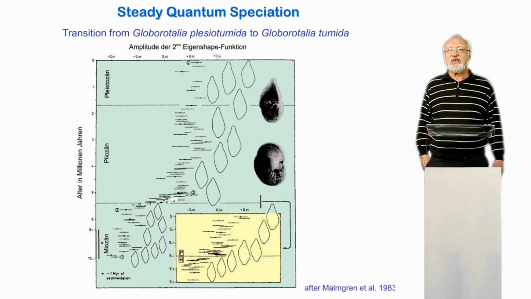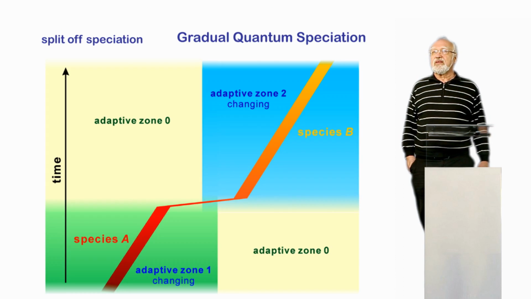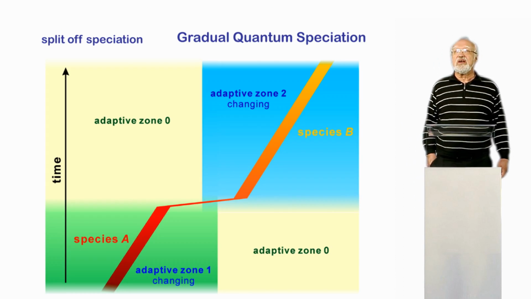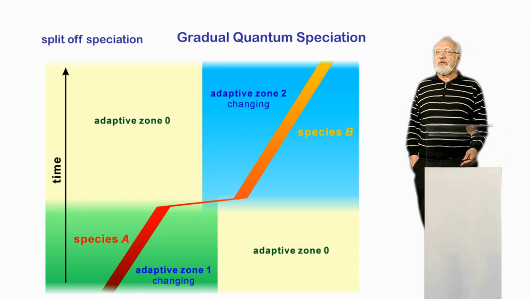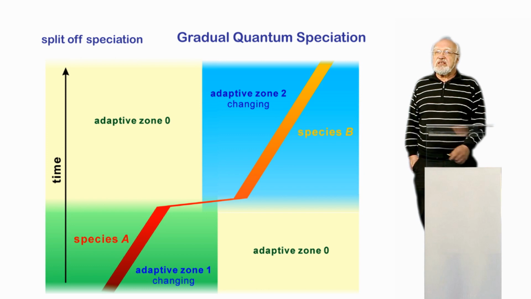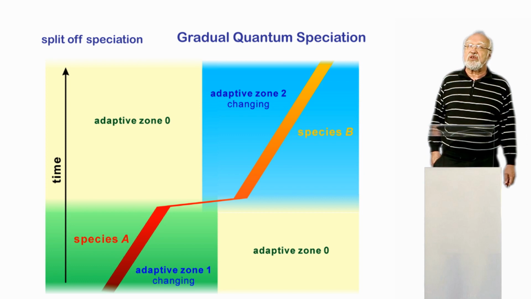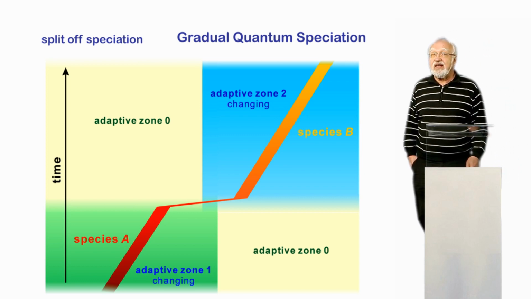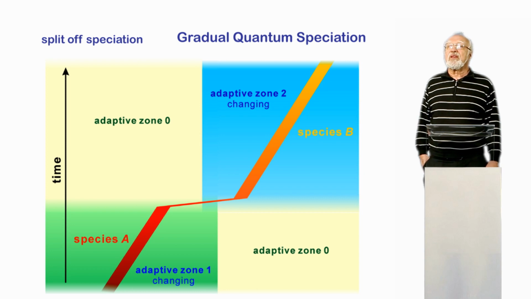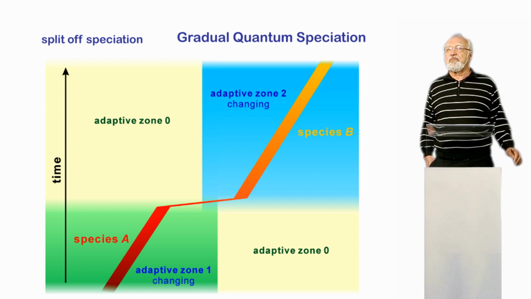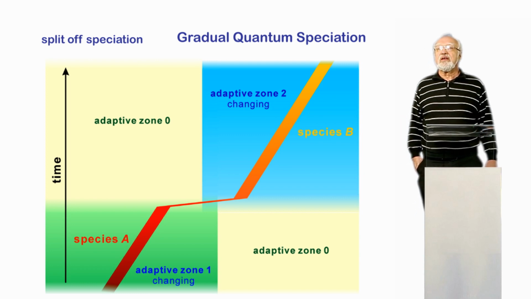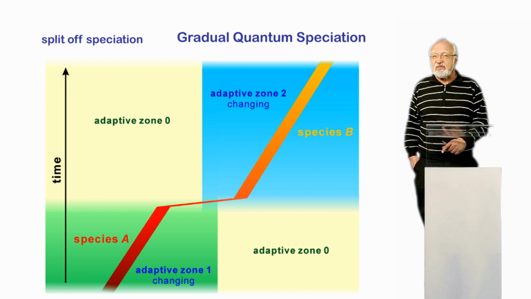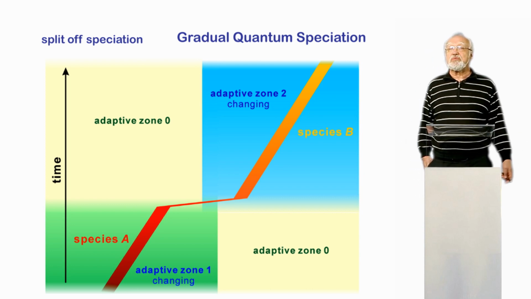In the next picture we have split-off speciation, in this case the so-called gradual quantum speciation. So we have a changing adaptive zone, and this is finished, and you have the next adaptive zone, also changing again, a strong jump from one adaptive zone to the other, a more or less punctual event. And we have species A and species 2, two distinct species.